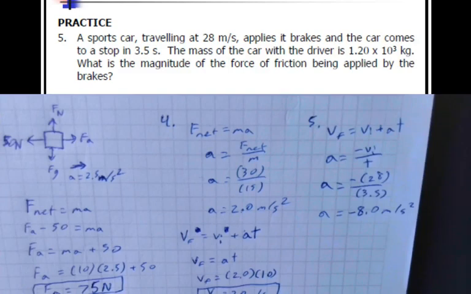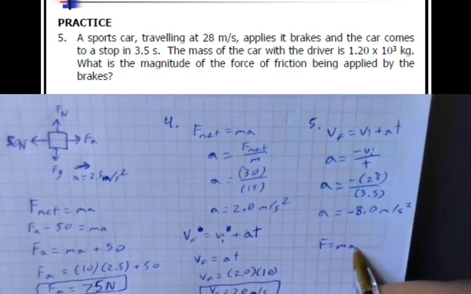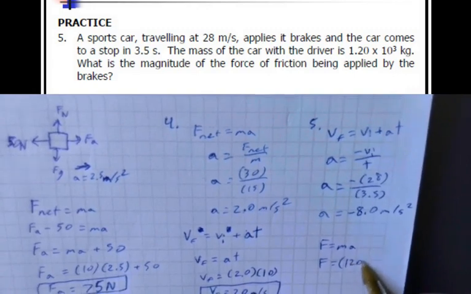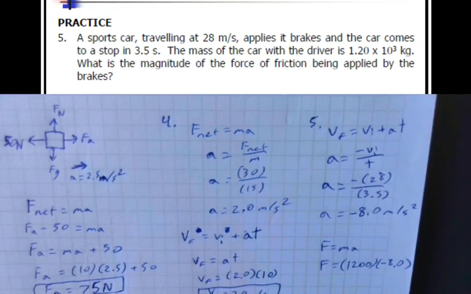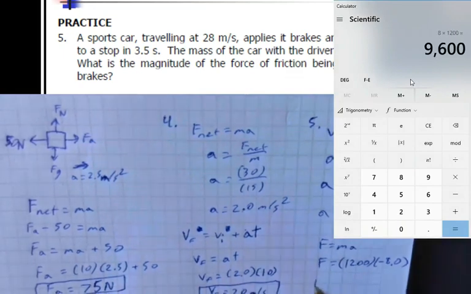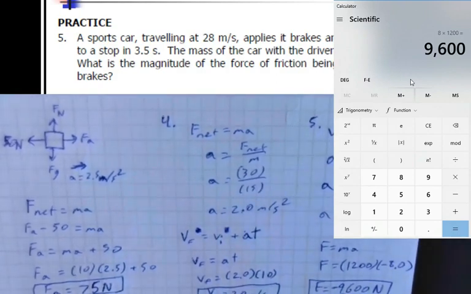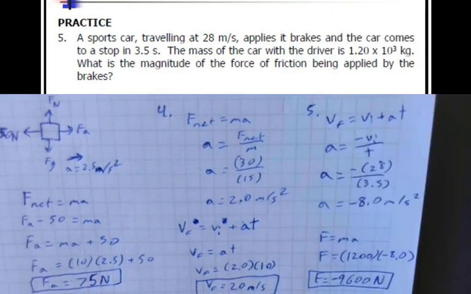Now we can use that to find our force. F equals MA. F equals M, which is 1200, times A, which is negative 8.0. And I'll just calculate that here as well, times 1200. It's going to be negative 9,600 newtons. That's the force applied by the brakes. Note that it is negative because we are slowing down the vehicle to a stop.